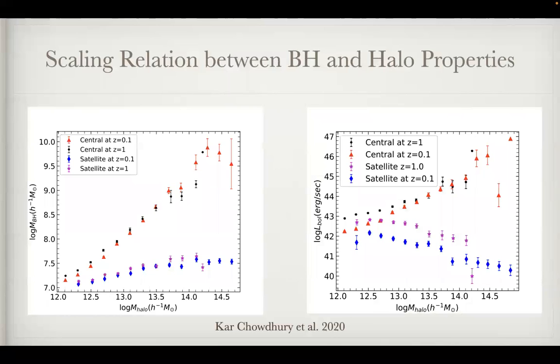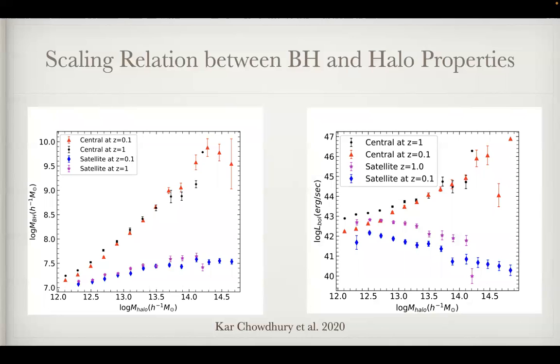Let me begin with the scaling relation between the black hole and its host halo. We have also studied the redshift evolution of the scaling relation by investigating it at two different redshifts, that is, redshift 1 and redshift 0.1. For this work, we have divided our black hole sample into two categories. One is central black holes and another is satellite black holes.